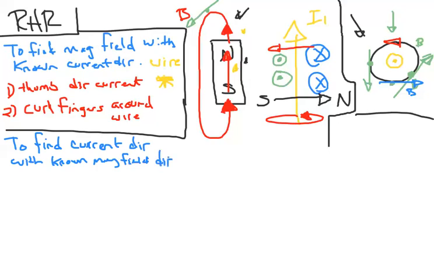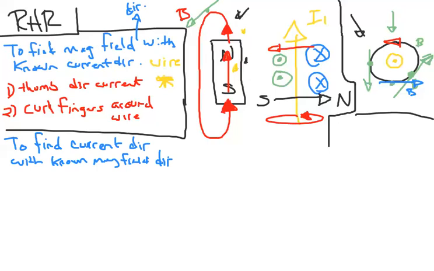Okay, to find current direction with known magnetic field direction. And I noticed I didn't write, right? There should be direction. Should be in there, right? To find magnetic field direction with known current direction.